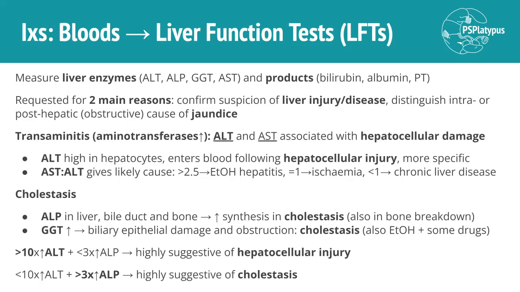But my mnemonic is, I think about the pancreas and gallbladder, which are related to the biliary tree, right? They're connected to the biliary tree. And what do pancreas and gallbladder start with? They start with P and G. And so ALP and GGT are the more cholestatic enzymes. And we'll get to that word in a second.